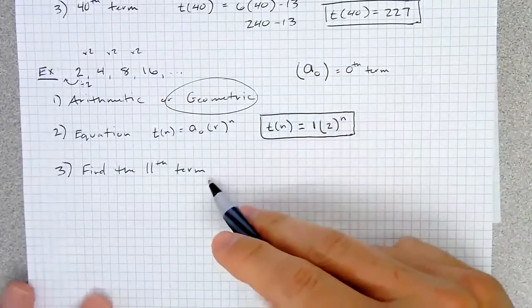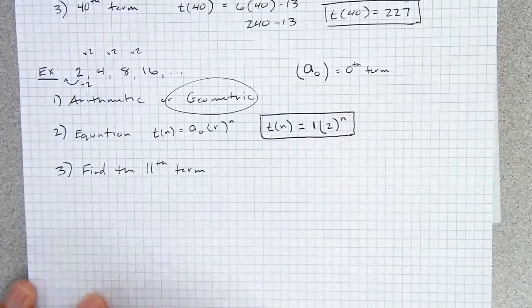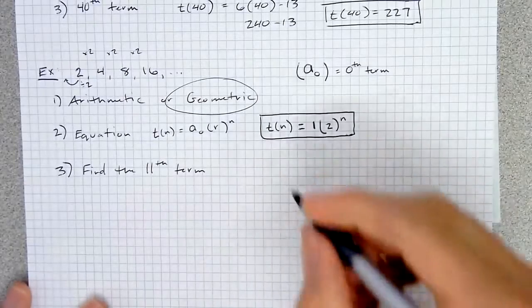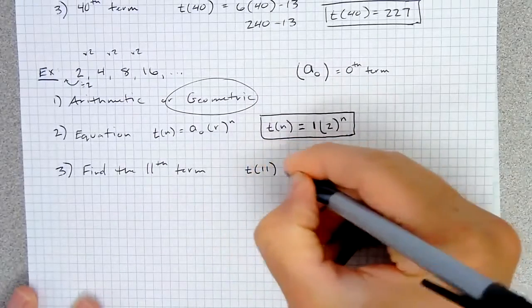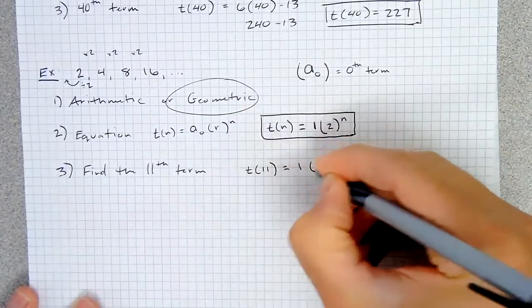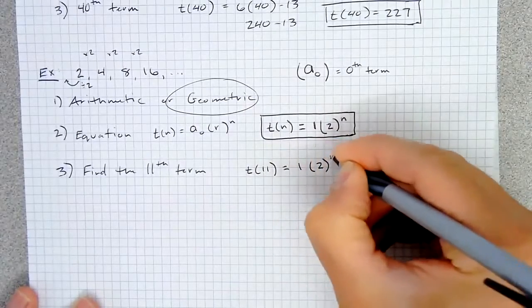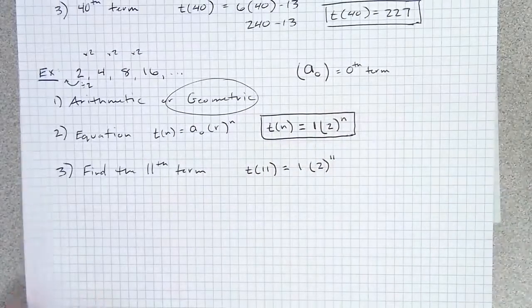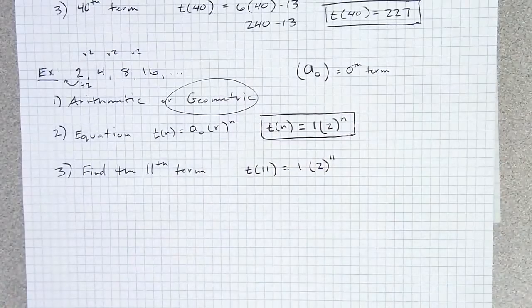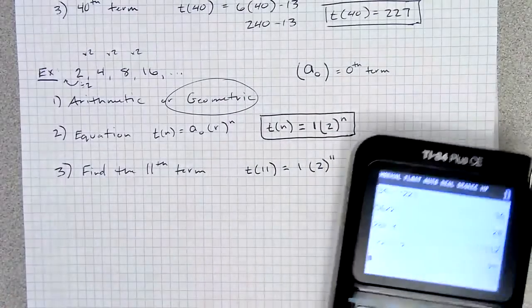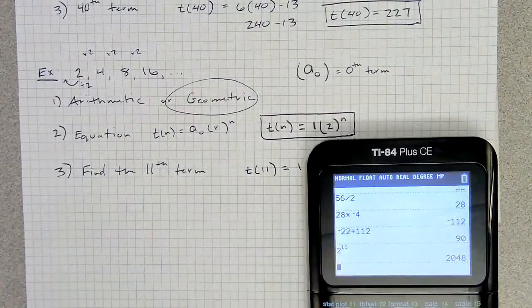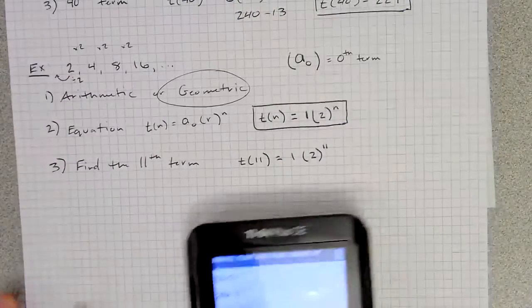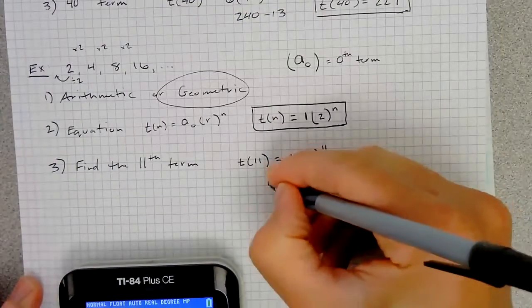So when you're asked to find the 11th term, I'm seeing a lot of people give me an answer of 22. But that is incorrect. It's 2 to the 11th power. So 2 to the 11th power is 2048, or 1 times 2 to the 11th.